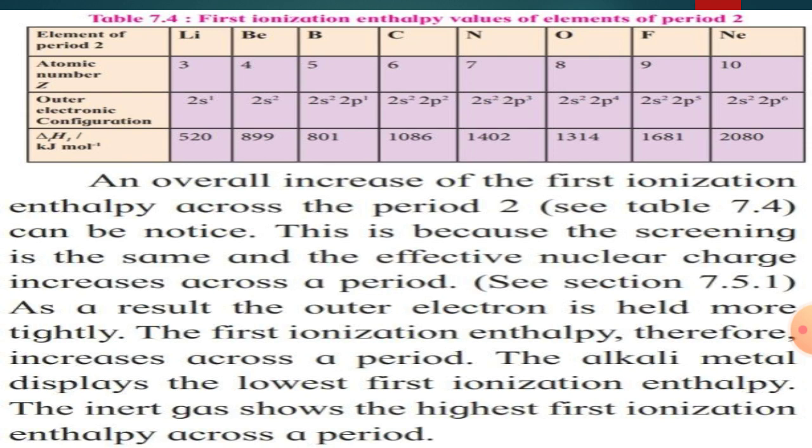Lithium is an alkali metal. Neon is your zero group element. That is, neon has the highest first ionization enthalpy. You see the value: it is 2080. While lithium has the value 520, it has the lowest first ionization enthalpy. In short, across the period, the ionization enthalpy is increasing.